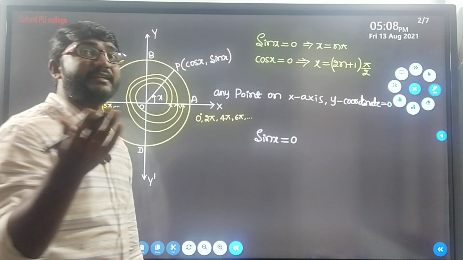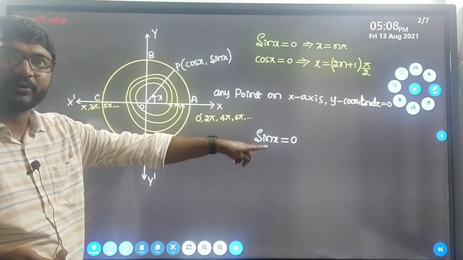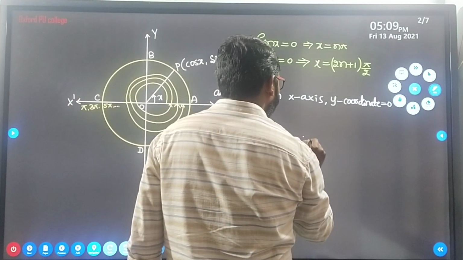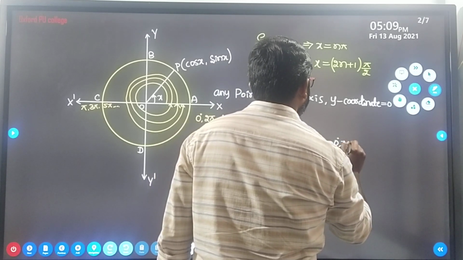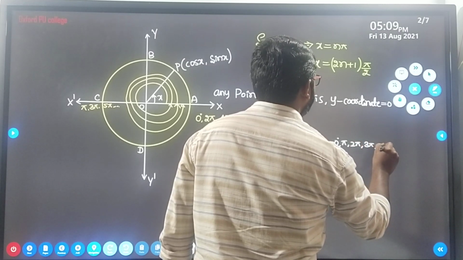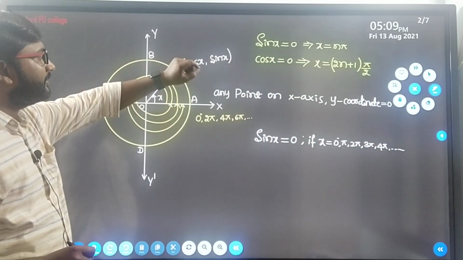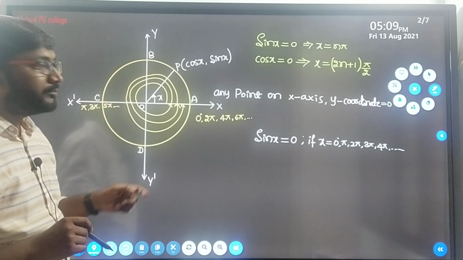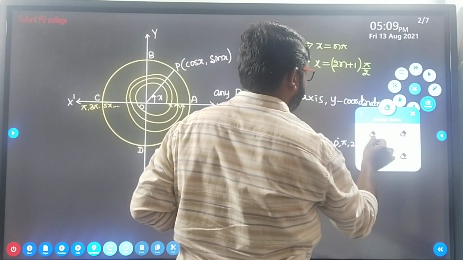You can see yesterday's table. We have given sin 0 degree, it is 0. Sin 2 pi or 360, it is 0. Sin pi, it is 0. So sin x equal to 0 if x equals 0 degree, pi, 2 pi, then 3 pi, then 4 pi and so on. It continues. This is the anti-clockwise direction. Now what happens if you measure the angle in a clockwise direction? Let us consider those cases now.